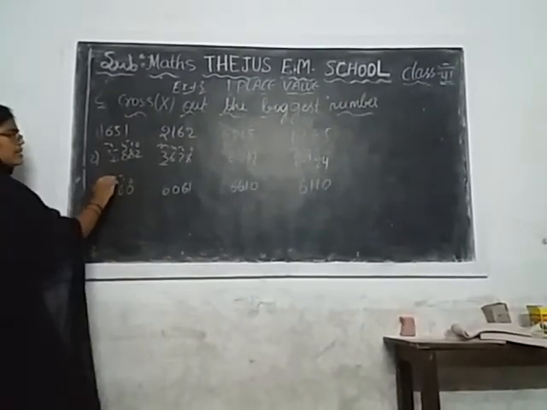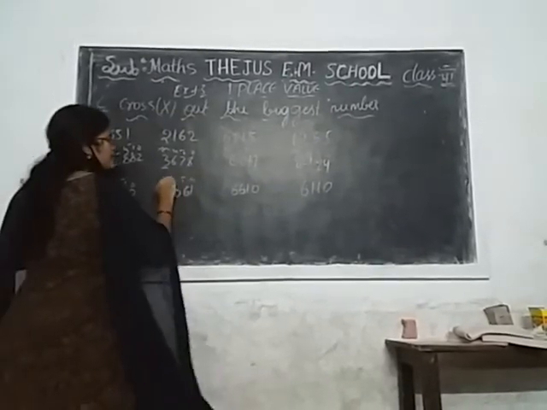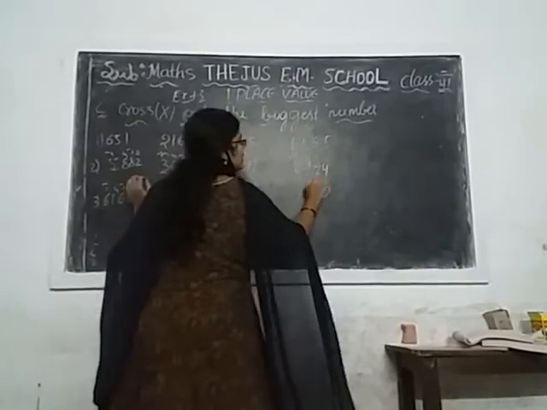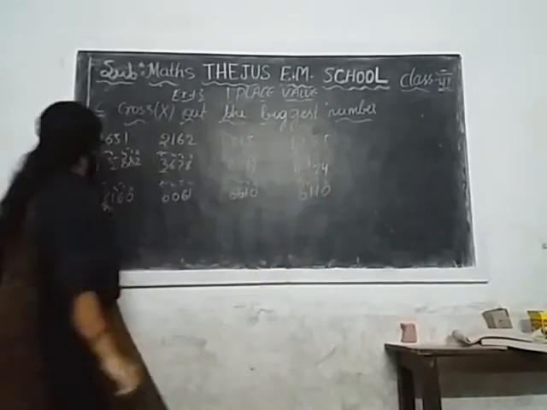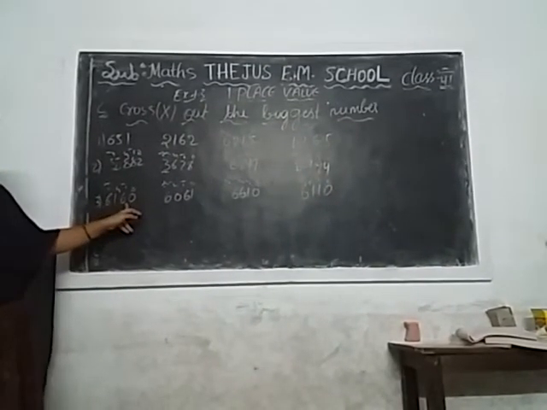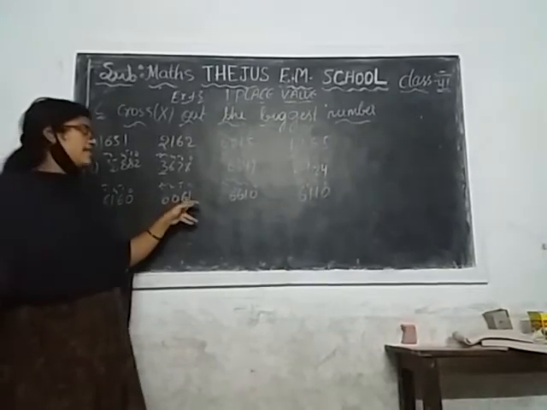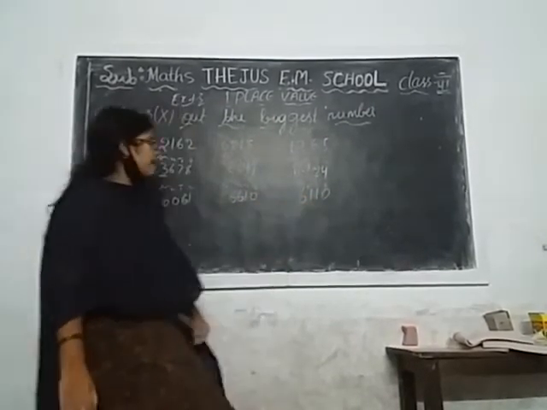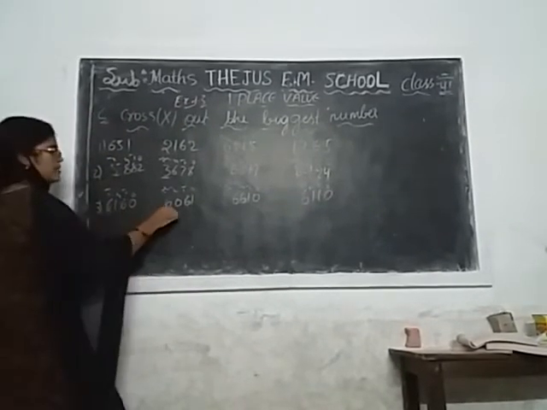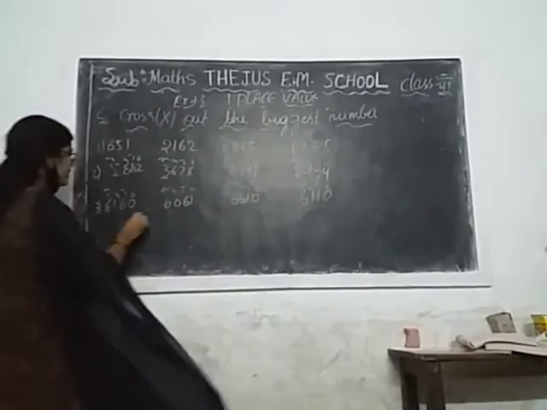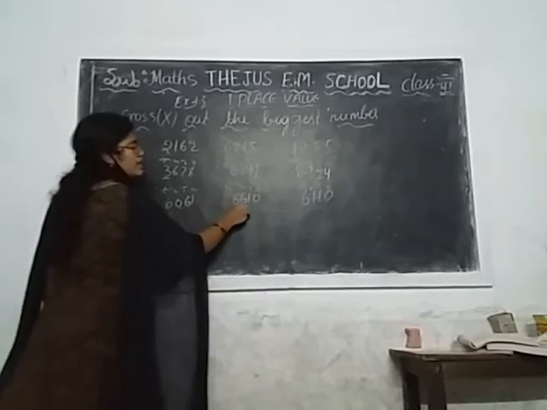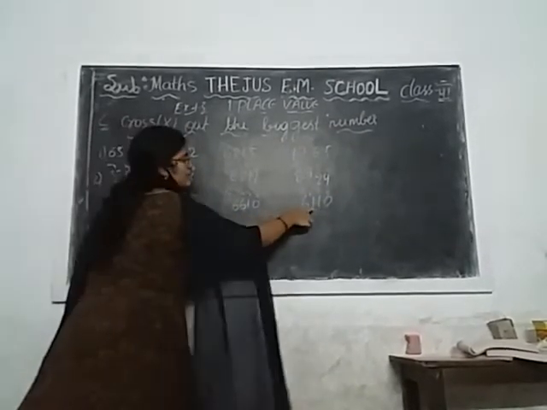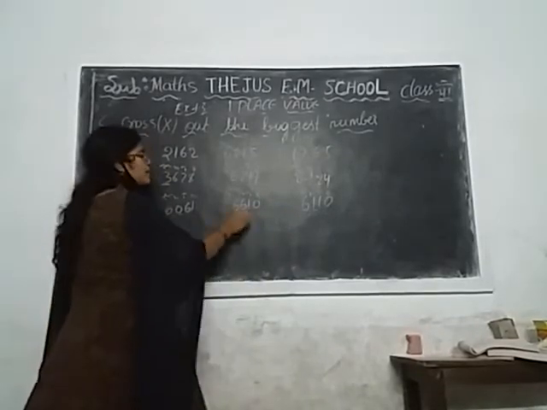Okay, next one, see. Ones, tens, hundreds, thousands. So 6160, 6061, 6610, 6110. All are sixes starting with. After that 1, 0, 6, 1. So 0 is the small number, 1 is the small number. So 6600 is the biggest number.